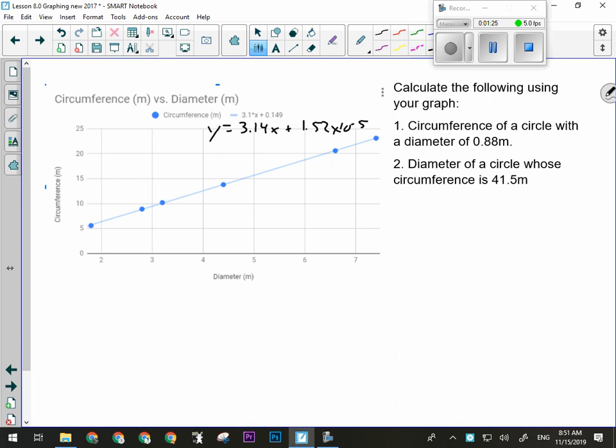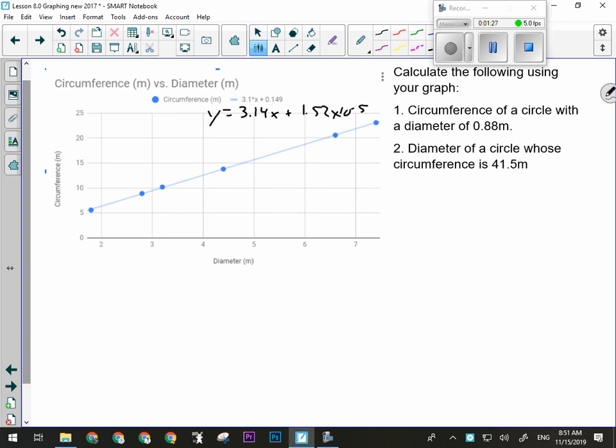All right, so if we want to find the circumference of a circle that has a diameter of 0.88 meters, which axis is circumference on? The y-axis. So what am I solving for here? Y. So I have y equals m times x plus b. I'm given m, it's 3.14. I'm given x, it's 0.88 meters, because meters is diameter and it's on the x-axis. And I have b. So all I have to do then is plug in my numbers, and I will have my proper answer here.